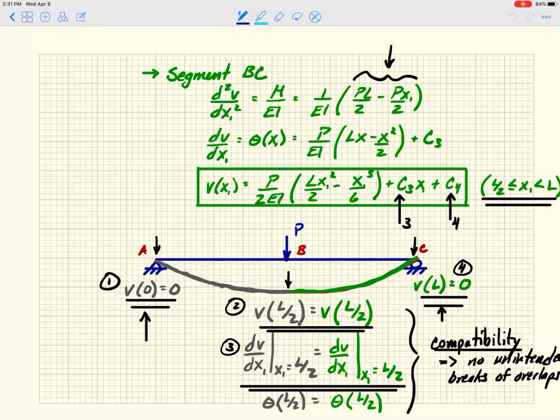And then, of course, you have the boundary conditions at the beginning and the end of the beam. So at x equals 0, the displacement is 0, and at x equals L, the displacement is also 0. Right? So those are points A and C. Okay, so those are our four boundary conditions.